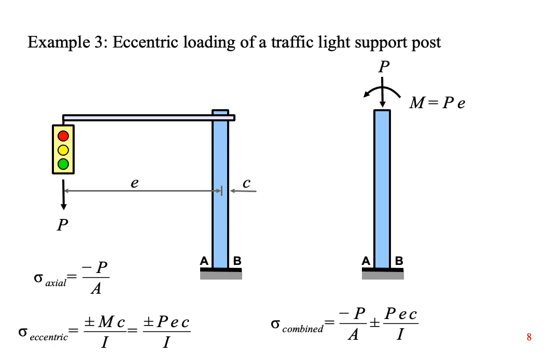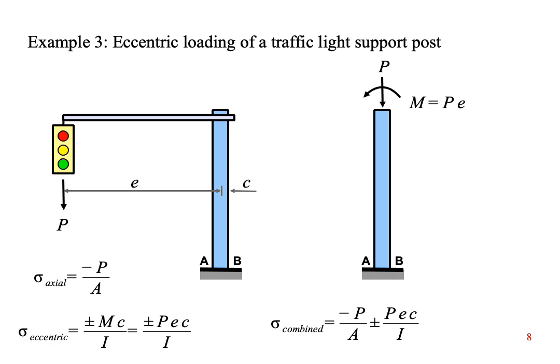There are two components to the stress. There's the axial stress of minus P over A, where the area is the cross-sectional area of the post. It's minus because we have a compressive load. Then there's the bending stress of Mc over I, where I is the moment of inertia of the post. In an eccentric load problem, M is P times e, so the bending stress is plus or minus Pec over I. It's plus on the tensile side, which would be point B, and minus on the compressive side, which is point A.